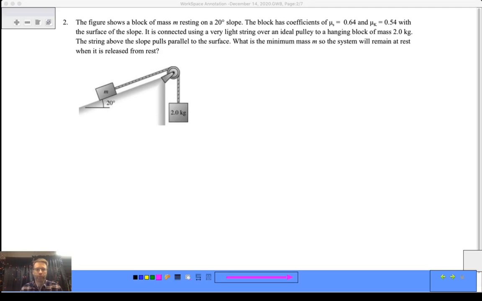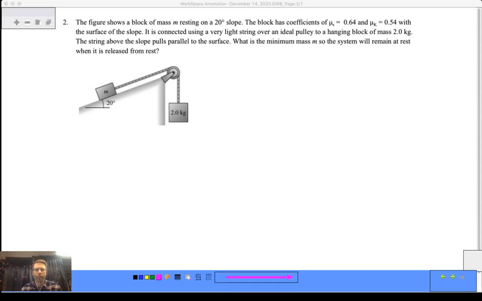Okay, I'm on VFPM practice problem number 2. I've got a picture here with a mass on a 20-degree slope. We know about two coefficients of friction, a static and a kinetic, and of course that'll depend on whether it's moving or not moving. A light string, in other words a string whose mass we don't care about, over an ideal pulley, which means the pulley has no mass too.